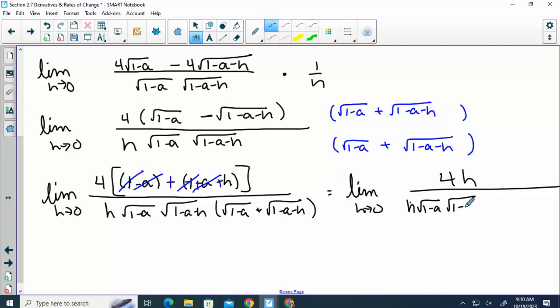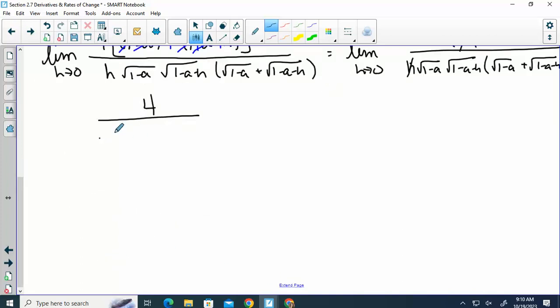And now, what can we do? And then you can plug in. So if I make all my h's 0, we have a 4 on top. This would be a radical 1 minus a times a radical 1 minus a. And if you multiply those, what happens to the radical? Okay, times, this would be a radical 1 minus a plus a radical 1 minus a. That would be 2 radical 1 minus a.